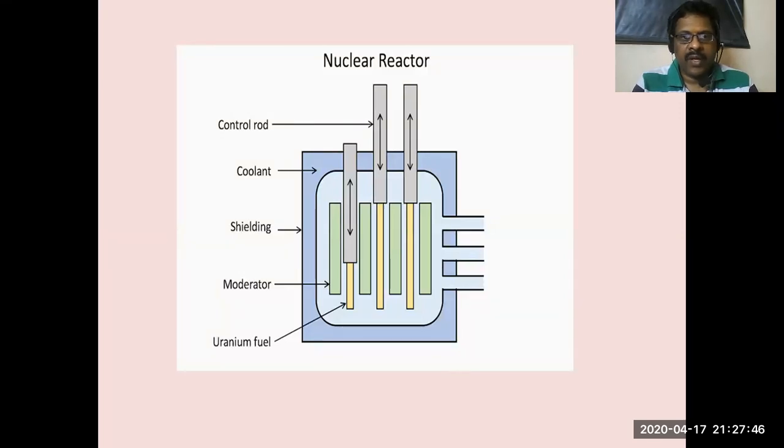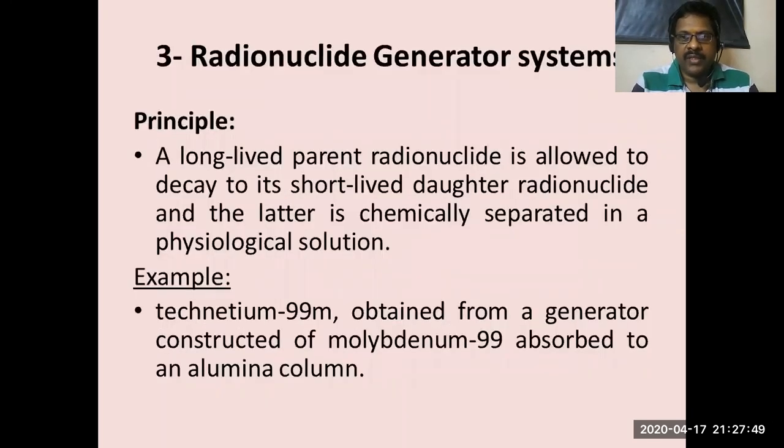pharmaceutically useful radioactive nuclides. Another method, the simplest method used in pharmaceutical preparations to produce radioactive nuclides, is generators. By using generators, we can make them. The basic principle is that a long-lived parent radionuclide is allowed to decay to its short-lived daughter radionuclide, and the latter is chemically separated in a physiological solution. Here, we don't induce any nuclear fission or nuclear fusion or any bombardment.